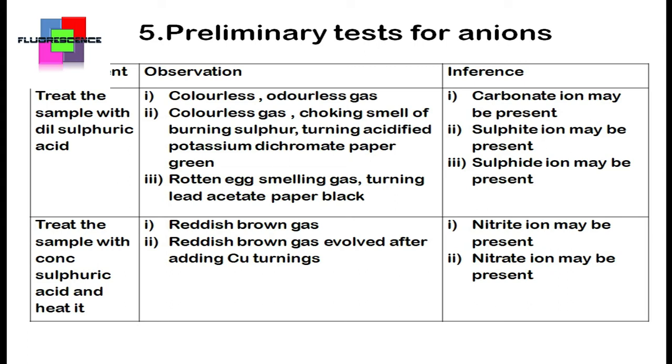Next, take a small bit of the sample and add concentrated H2SO4 to it and heat it. If you get a reddish brown gas, nitrate ion may be present. And if you get the same reddish brown gas after adding copper turnings, nitrate ion may be present.